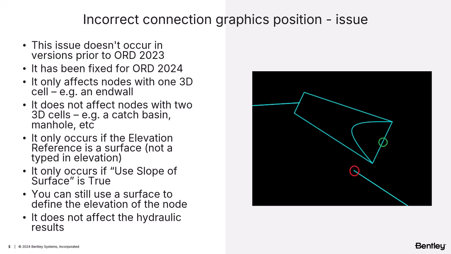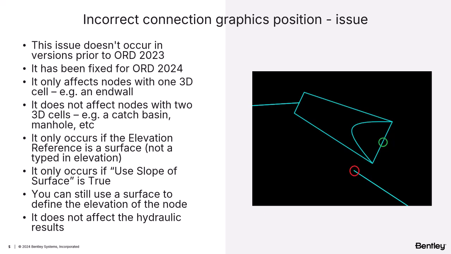It only occurs if the reference elevation is a surface, so it doesn't occur if you type in an elevation for the end wall, and it also only occurs if use slope of surface is set to true. Now you can still use a surface to define the elevation of the node. And finally, it only affects the graphics, it does not affect the hydraulic results.